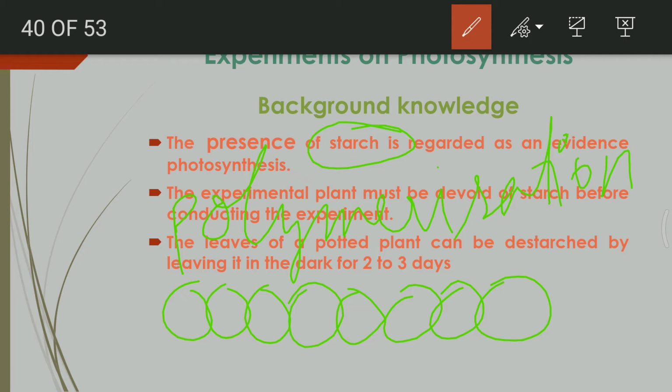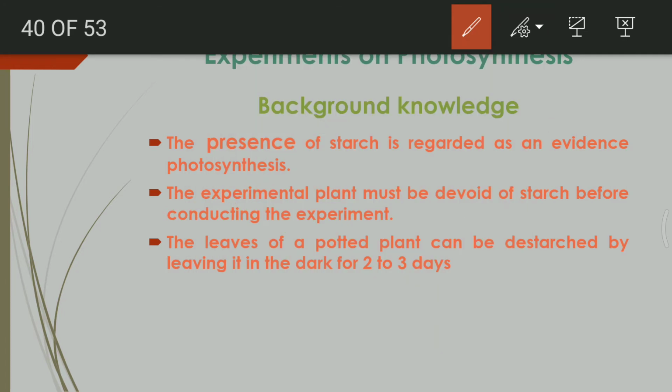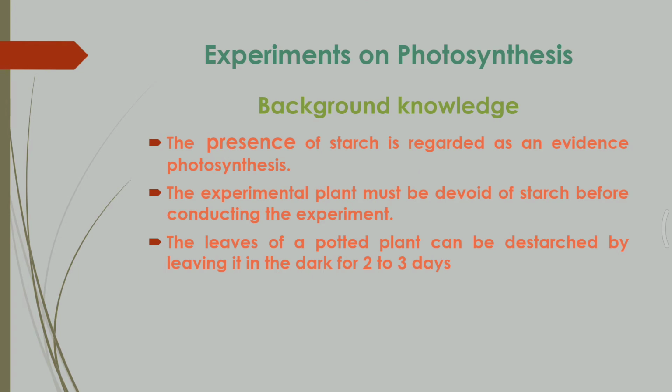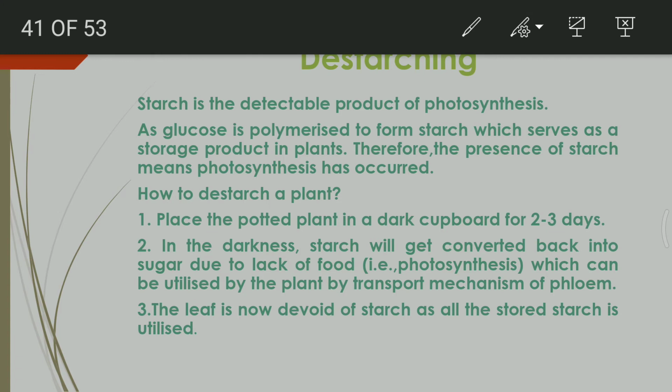Now our intention here is to detect the presence of starch in order to understand whether photosynthesis is taking place or not. We will be detecting the presence of starch, and if starch is present then we will say that photosynthesis has occurred, otherwise there has been no photosynthesis at all. Now another term which we need to know is destarching.